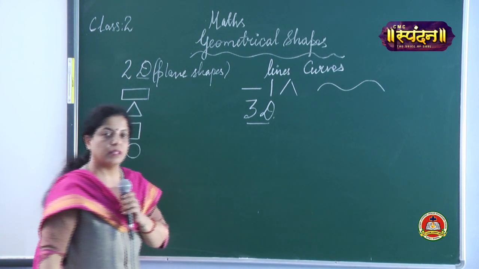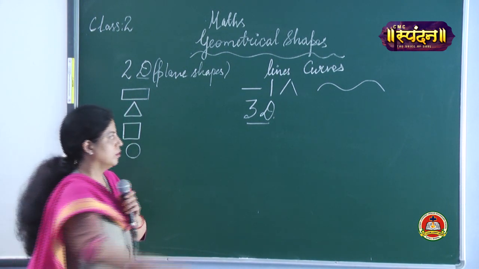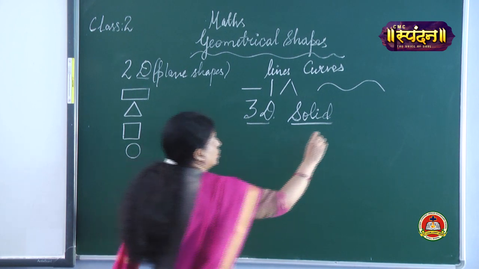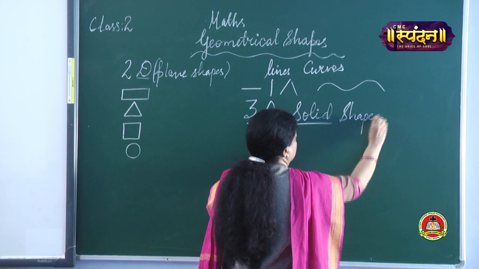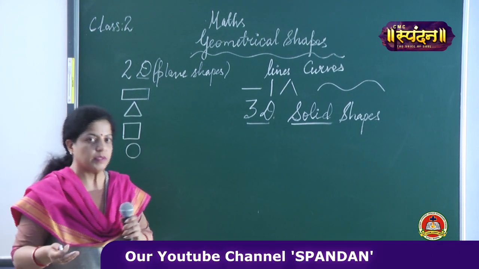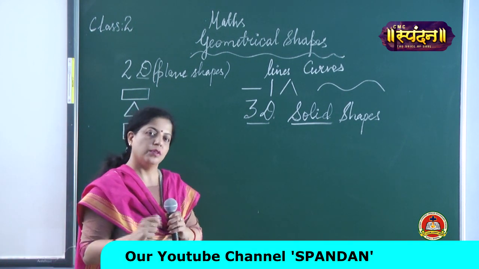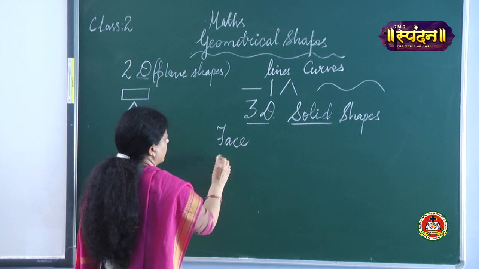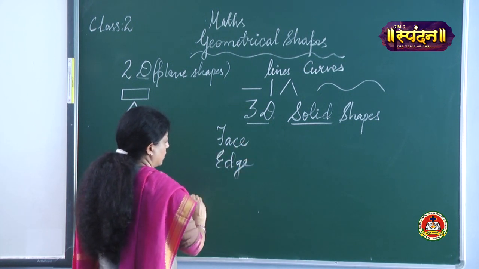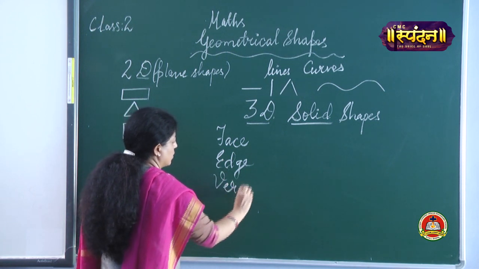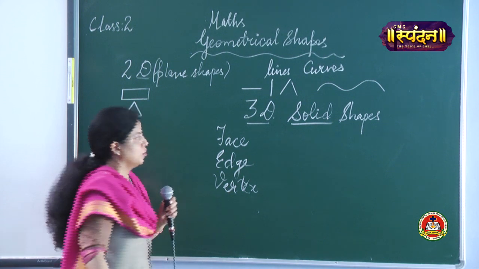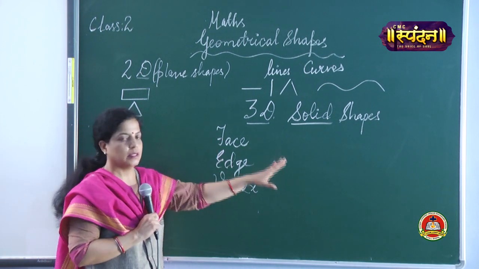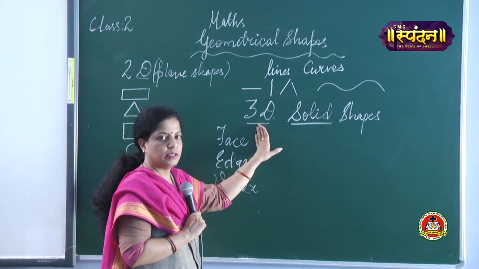which we have named as 3D shapes or we call them solid shapes. Okay? Solid shapes. But there are a few new terms which will come here, which you should know. First of them is face. Second is edge. And third is vertex. So, one by one I will explain to you with the help of solid shapes, and then we will come to other kinds of shapes which come under the category of three-dimensional shapes.